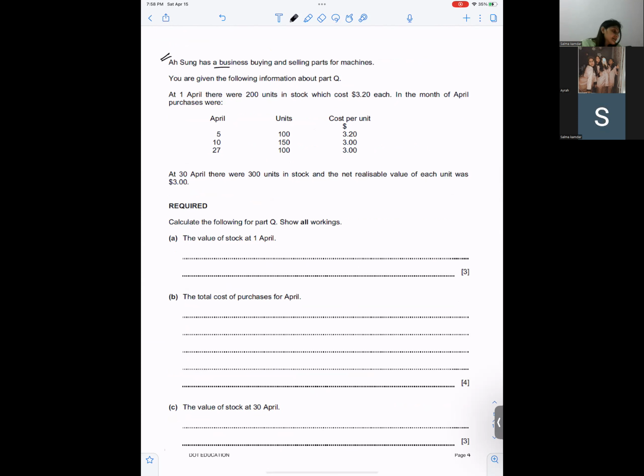A.H. Sung has a business buying and selling parts of machines. They have given you the information about part Q. On April 1, you had 200 units in stock, which was valued at 3.20. In the month of April, you have purchased these units, and on 30th April, you have this much units in stock. Net realizable value is 3. Can you give me the value of stock on 1st April?